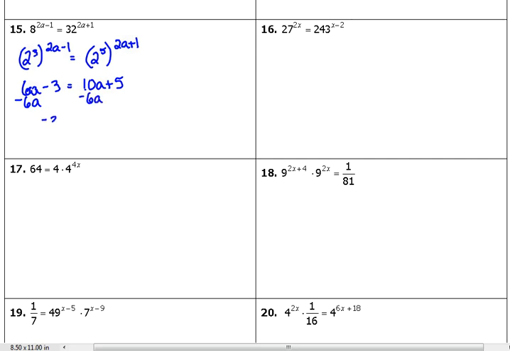Subtract 6a from both sides. Negative 3 is equal to 4a plus 5. Subtract 5 from both sides. Negative 8 is equal to 4a. Divide by 4. Negative 2 is equal to a.